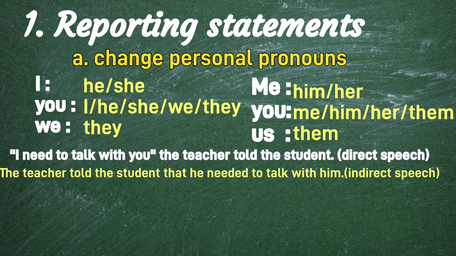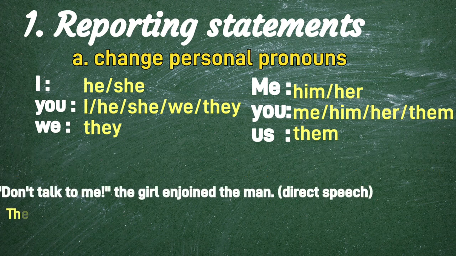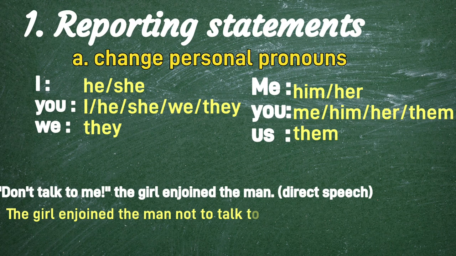"I need to talk with you," the teacher told the student. This is direct speech, and in the indirect speech, we would have: the teacher told the student that he needed to talk with him. So we can notice that I became a he, assuming that the teacher was a man, and we have you object which became him. "Don't talk to me," the girl enjoined the man. The girl enjoined the man not to talk to her. So we can notice that me, referring to the girl, became a her in the indirect speech.